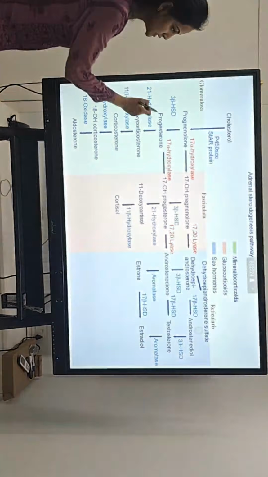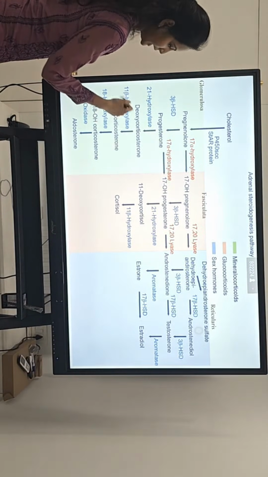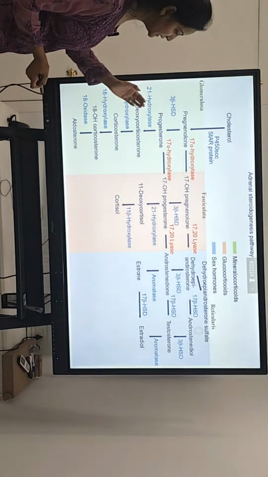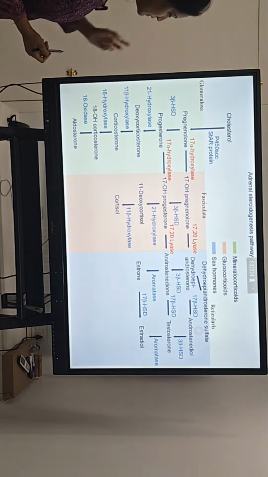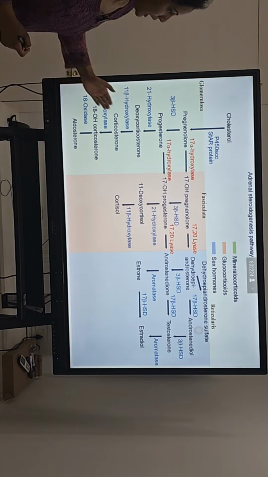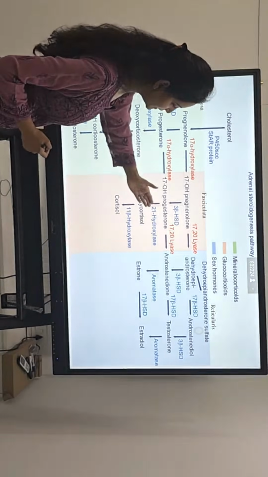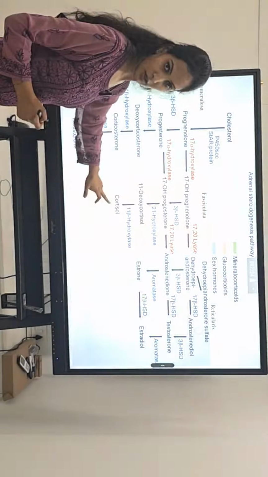then this progesterone will convert into deoxycorticosterone by the help of 21 hydroxylase. This converts into corticosterone with the help of 11 beta hydroxylase. This converts into 18 hydroxycorticosterone with the help of 18 hydroxylase. This converts into aldosterone by 18 oxidase. And here, by the help of 21 hydroxylase and 11 beta hydroxylase, we'll get cortisol.